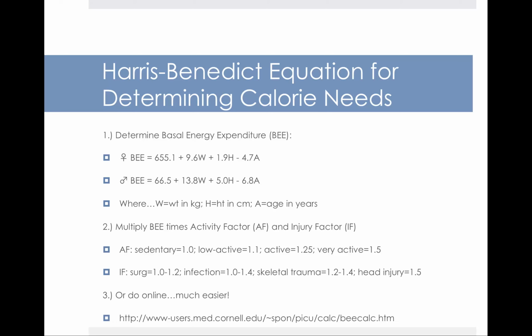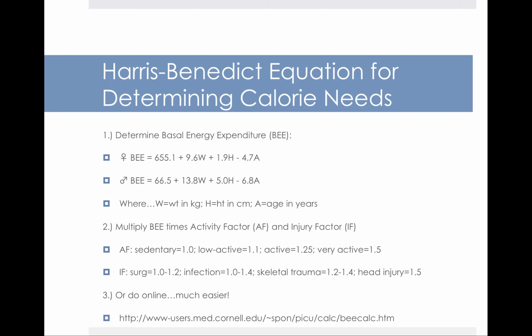And you can see that subtracting off the age component means that the older you get, the fewer calories you get. Once you figure out your BEE in step 2, you multiply that times an activity factor and an injury factor, because being both sick and active nets you more calories. So you can look online to see what exactly determines a sedentary lifestyle versus low active versus active and very active. But you would multiply your BEE times, let's say you're a low active person, 1.1. And if you're not sick, you don't get an injury factor. If you are sick, things like surgery can be 1 to 1.2, infections 1 to 1.4.